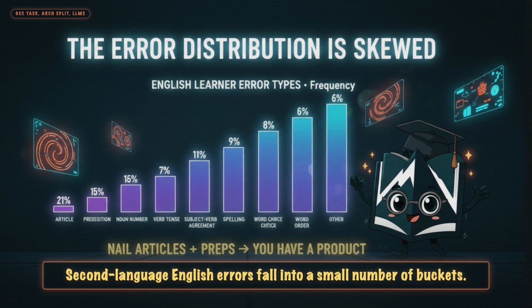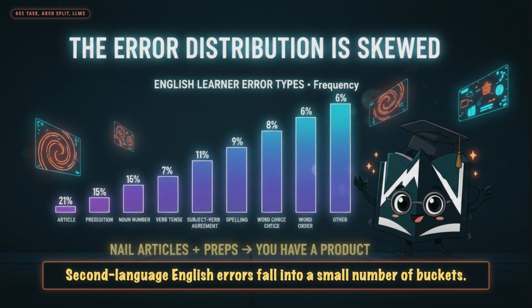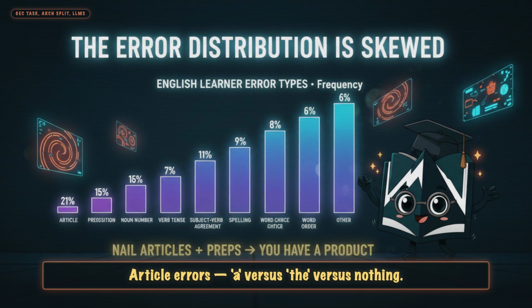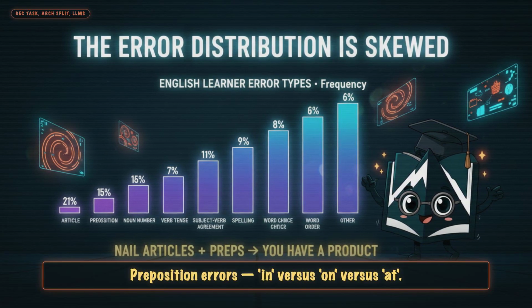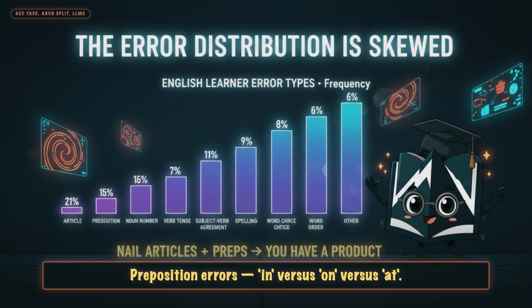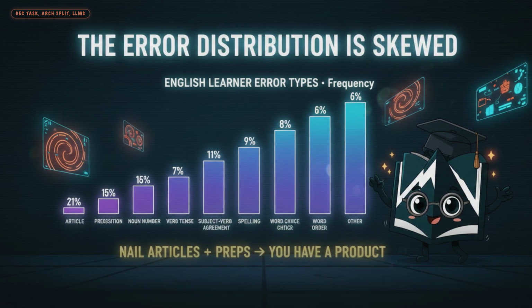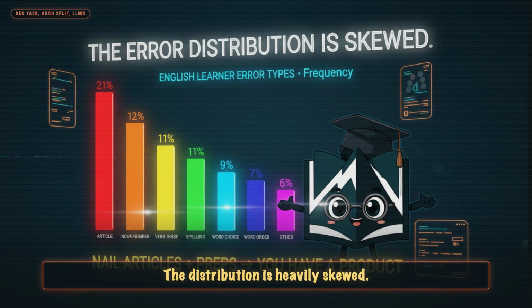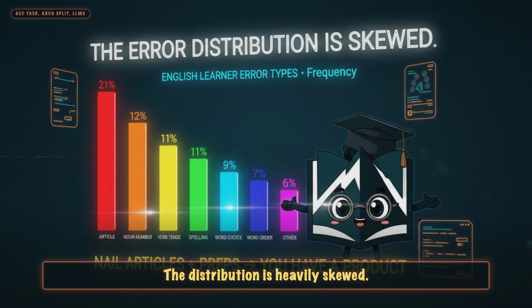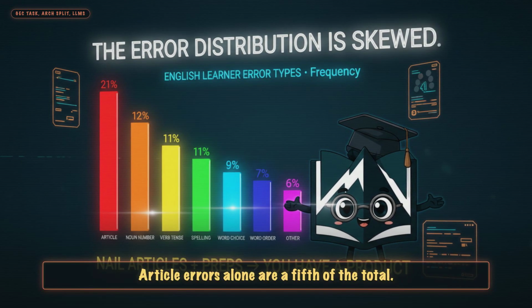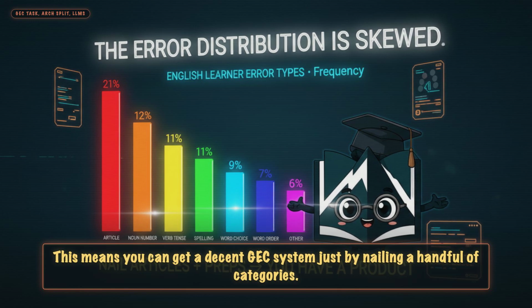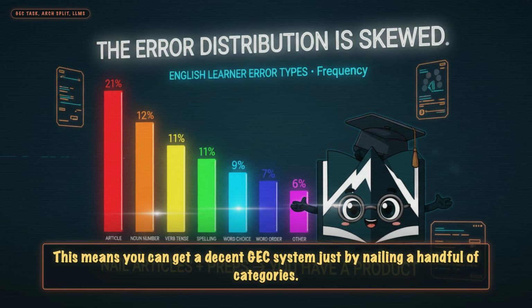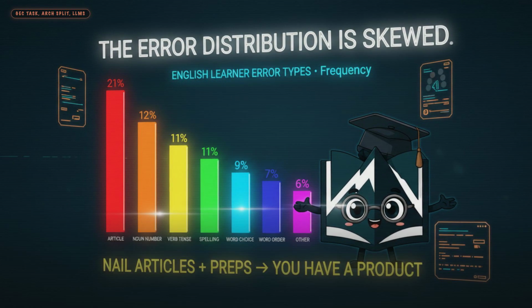Second language English errors fall into a small number of buckets. Article errors, a versus an versus nothing. Preposition errors, in versus on versus at. Subject-verb agreement, verb tense, noun number, spelling, word choice, word order. The distribution is heavily skewed. Article errors alone are 1/5 of the total. This means you can get a decent GEC system just by nailing a handful of categories.